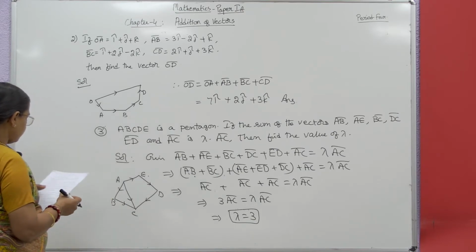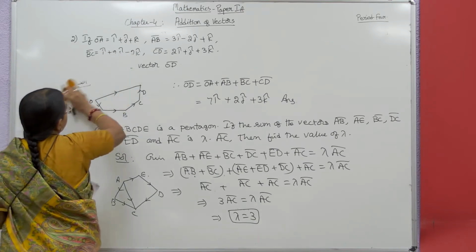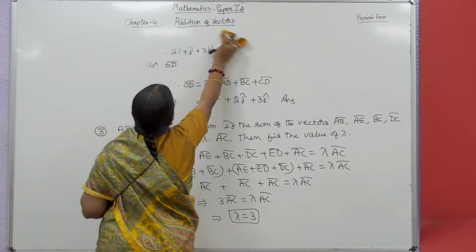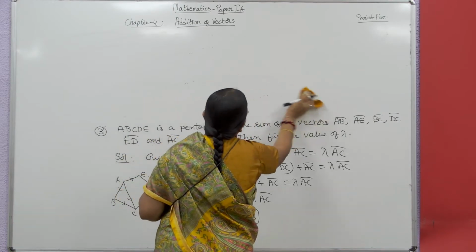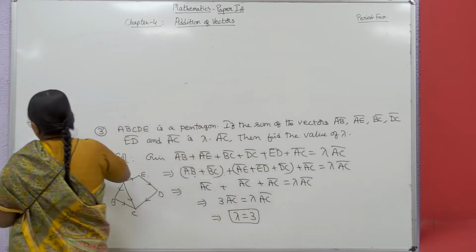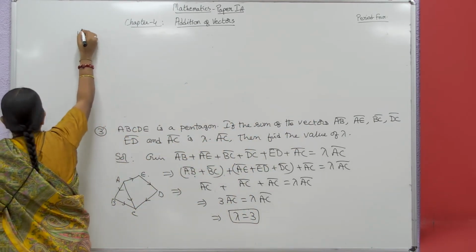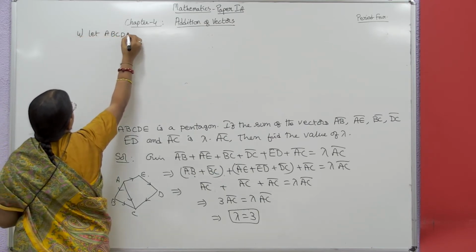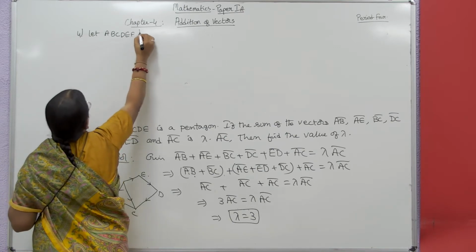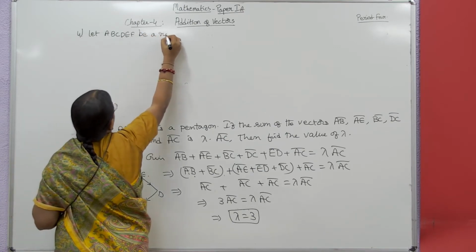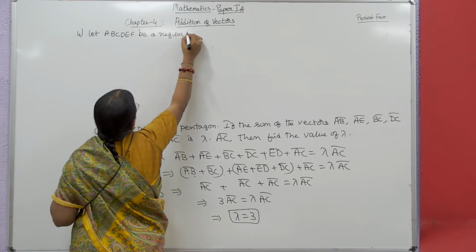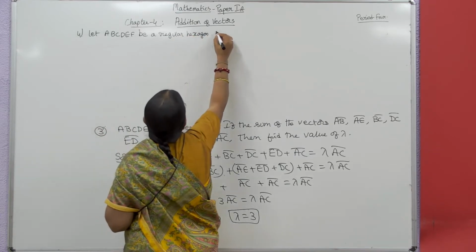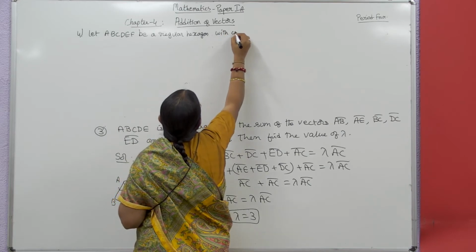Okay, next problem is the hexagon problem. Even this is very important. So the fourth problem: let A, B, C, D, E, F be a regular hexagon. Regular hexagon means all sides are equal, with center O. The center of the hexagon is O.